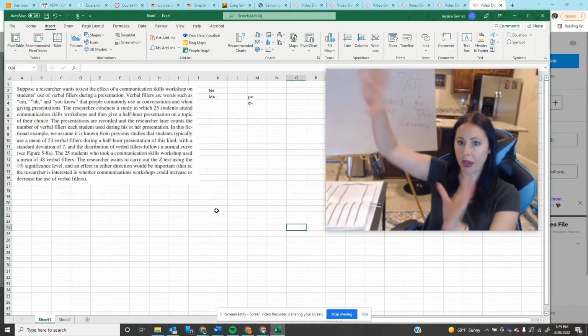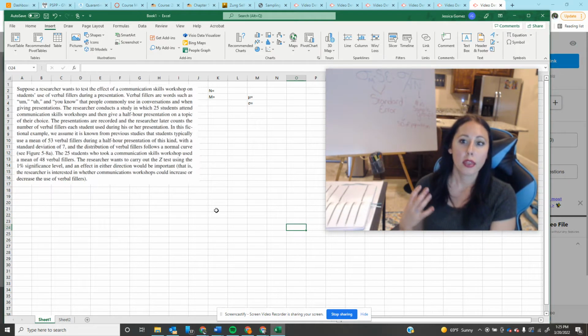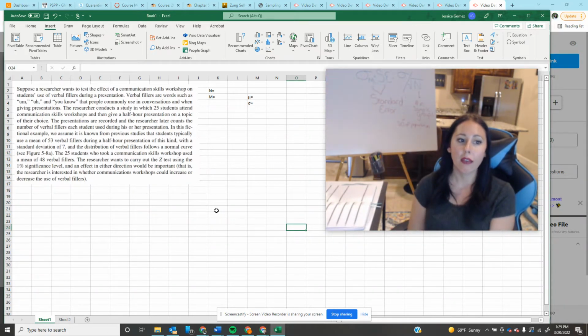Now, there was some other population of students that this was compared to. The other population of students, we know that the average number of verbal fillers in a half-hour presentation was 53, with a standard deviation of 7. Now, we know amongst the 25 students that did this special workshop, their number of verbal fillers in their half-hour presentation was 48.